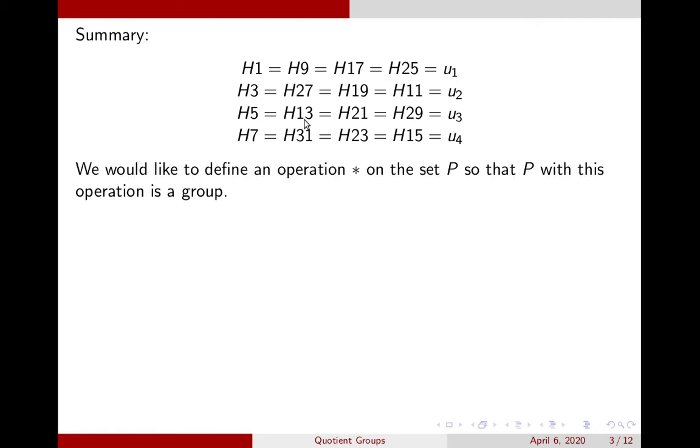So we would now like to define an operation, which I will call star, on the set of right cosets of H. And we would like for P with this operation to be a group. So remember, P is the set consisting of U1, U2, U3, and U4. So we would like to find a way of multiplying 2 cosets.